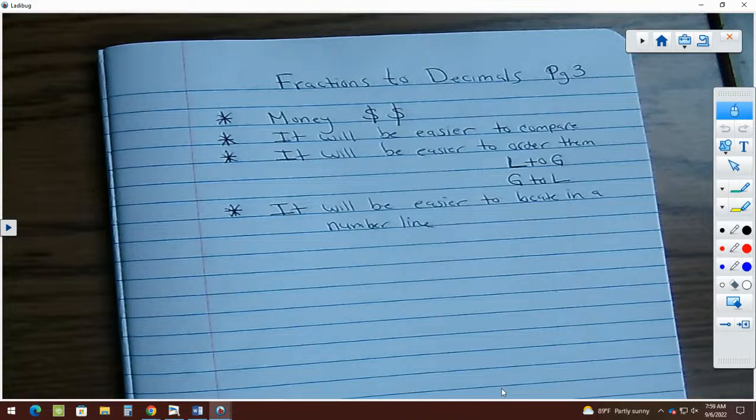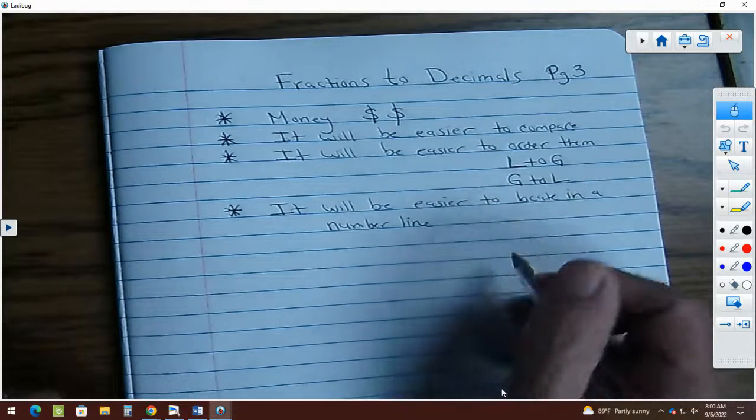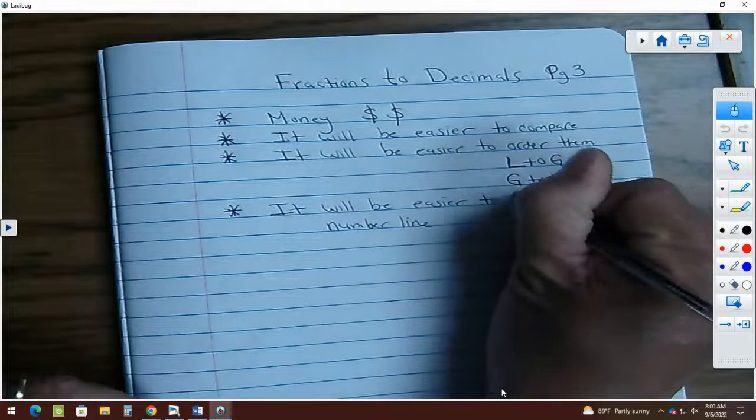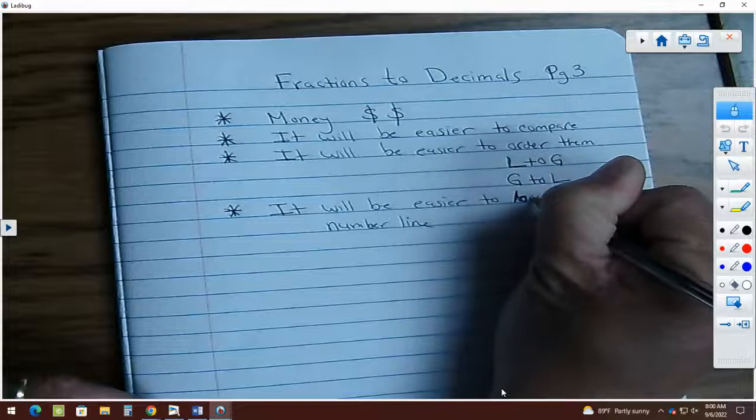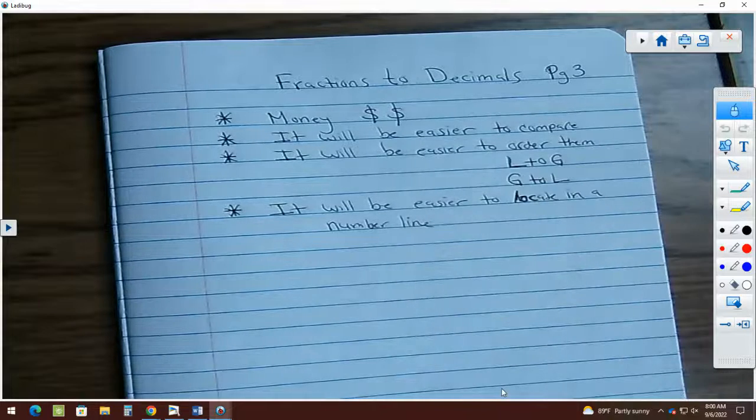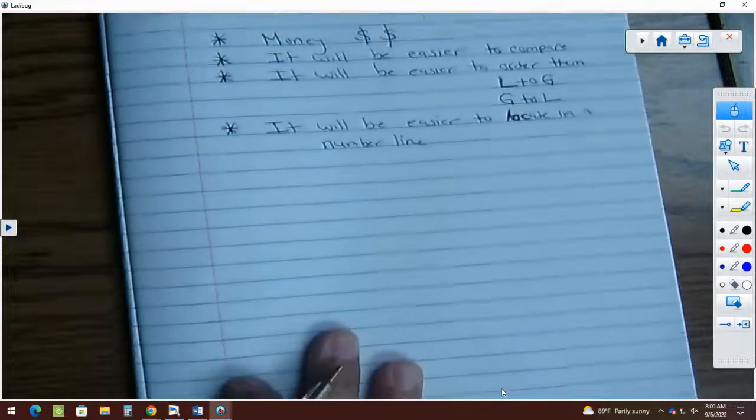It'll be easier to compare who's greater, who's least. It'll be easier to order them from least to greatest, greatest to least. It will be easier to locate in a number line. That's an L, not a B. Sorry about my handwriting right there. This is locate. That's an L. Questions? Okay, so now I'm going to teach you how to change from fractions to decimals.